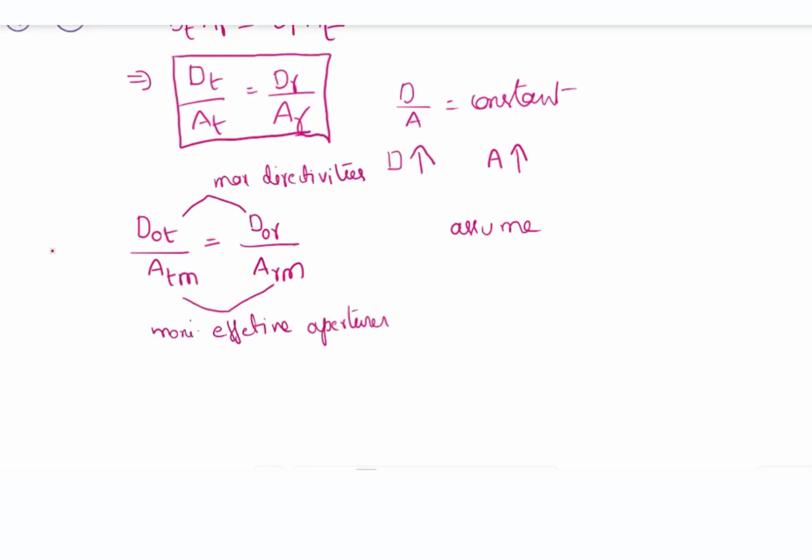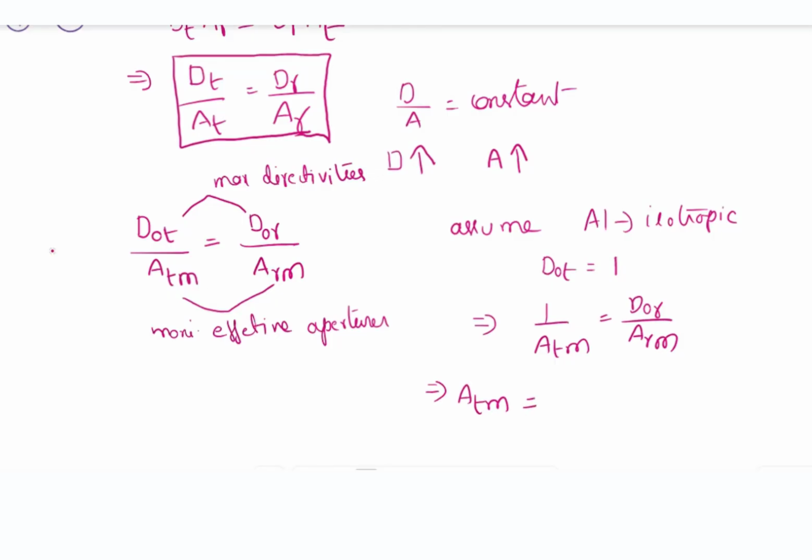Now assume A1 as isotropic. This is to get one good relation. So if A1 is isotropic, what about DOT? In the earlier analysis, in the first case we considered antenna 1 as the isotropic antenna, and in the second case we considered antenna 2 as isotropic, remember. But in this extension of the analysis, I'll consider A1 as isotropic. So DOT is 1. It implies 1 by ATM is equal to DOR by ARM.